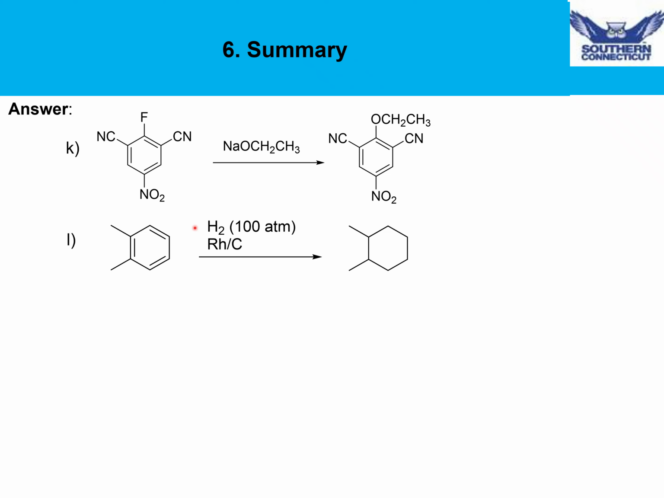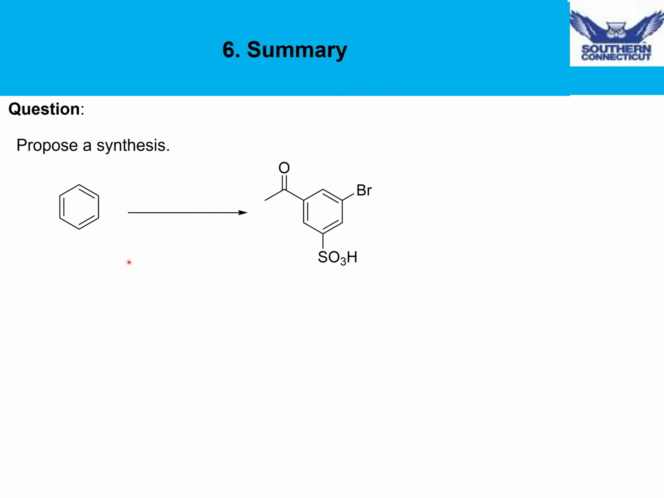In the last reaction, we're doing a hydrogenation under high pressure of hydrogen and using rhodium, which is a very reactive metal, to reduce the double bonds in the aromatic ring and produce a cyclohexane product.